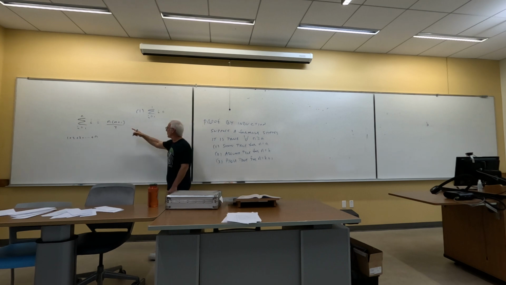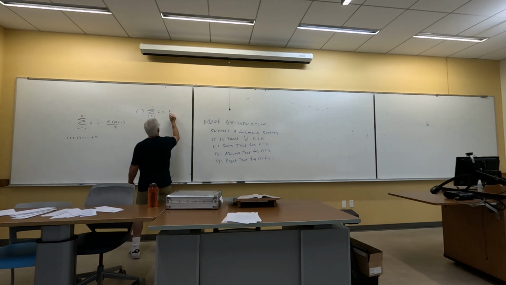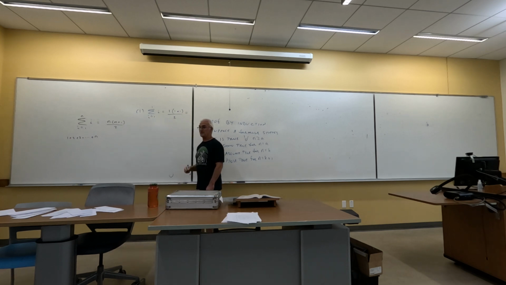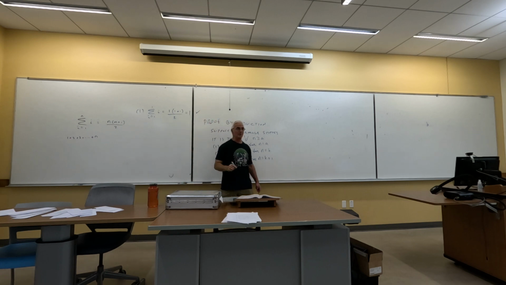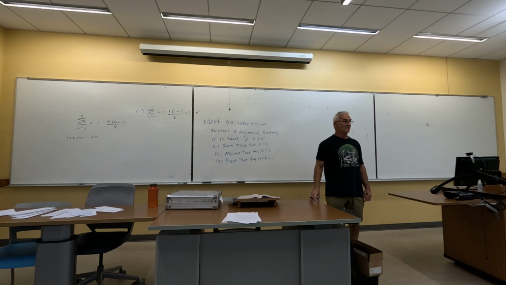Well, according to this formula, it's supposed to be what? 1, because n is 1. 1 times 1 plus 1 all over 2. And what does that equal? That equals 1. Is that a good thing? Yes, that's a great thing. What if that didn't equal 1? That's a counterexample. Right there.